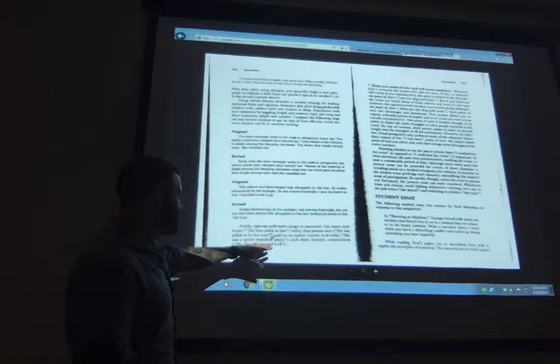If you look at, we'll go back to this one in a second. I want to go over the 4th of July because this is a very simple story. It starts on page 160.